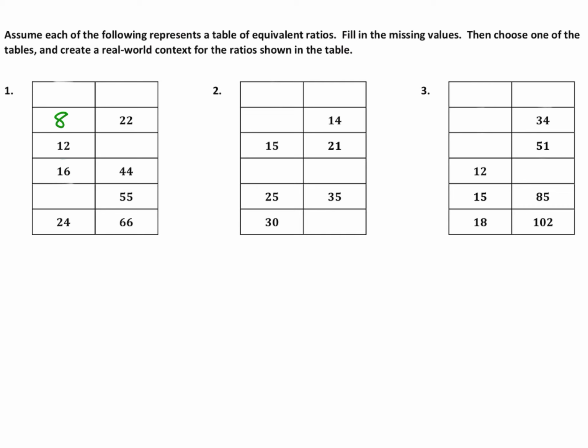If I were to split this in half again, I would have 4 and 11. 4 times 3 gives me 12. So 11 times 3 gives me 33. 11 times 5 is 55. So 4 times 5 goes in that box, and that is 20. We'll come back to the context in a minute.